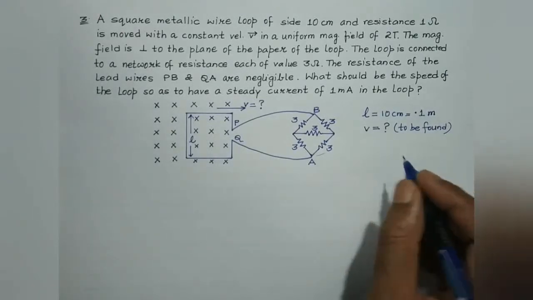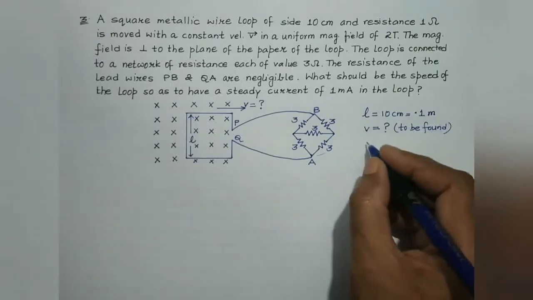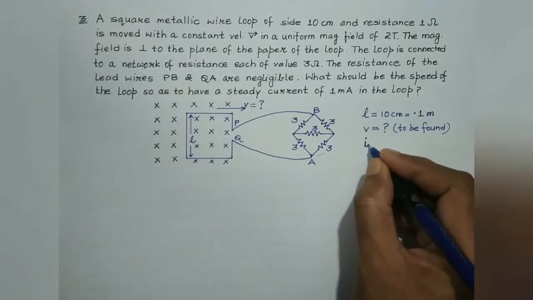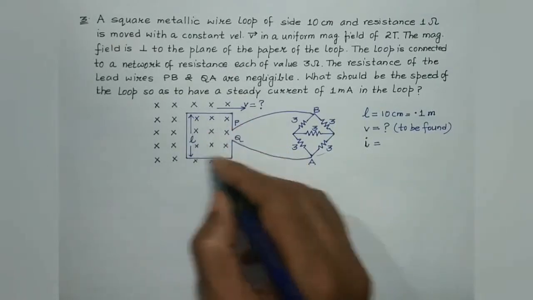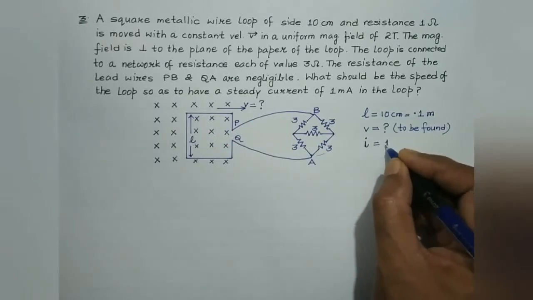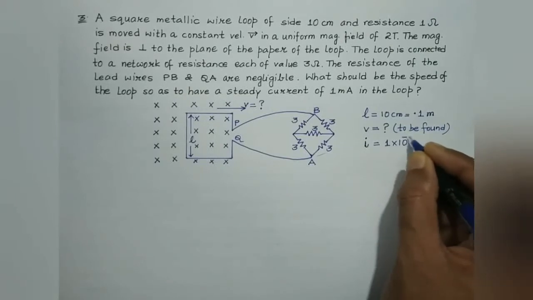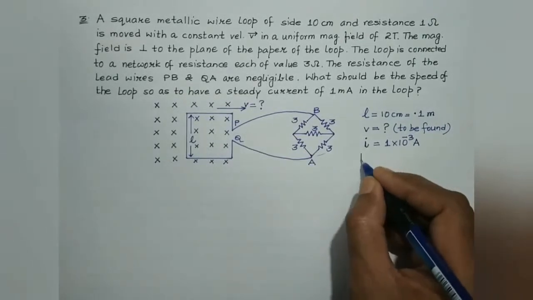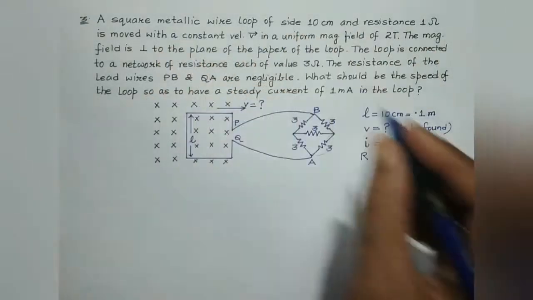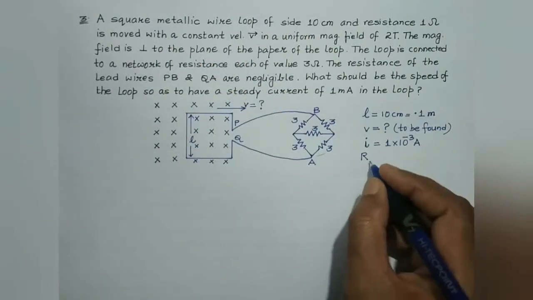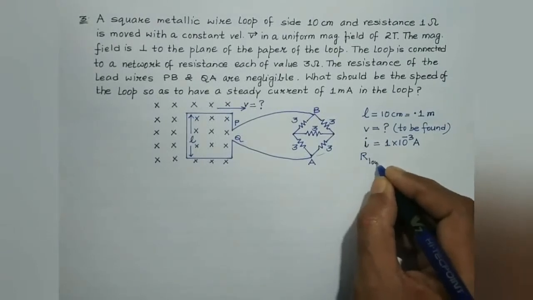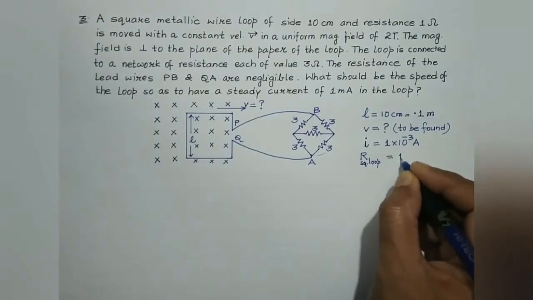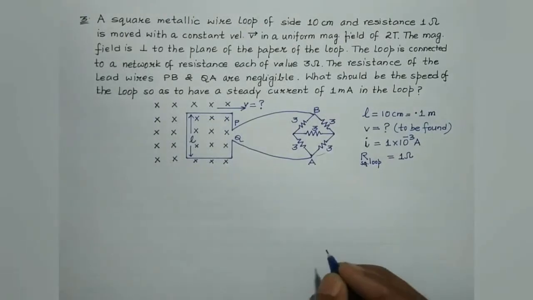And students, the current which we require is the current which gets induced in the coil. It should be 1 milliampere. It is 1 into 10 raised to power minus 3 ampere. Now the resistance of the square loop is given to be 1 ohm, right?